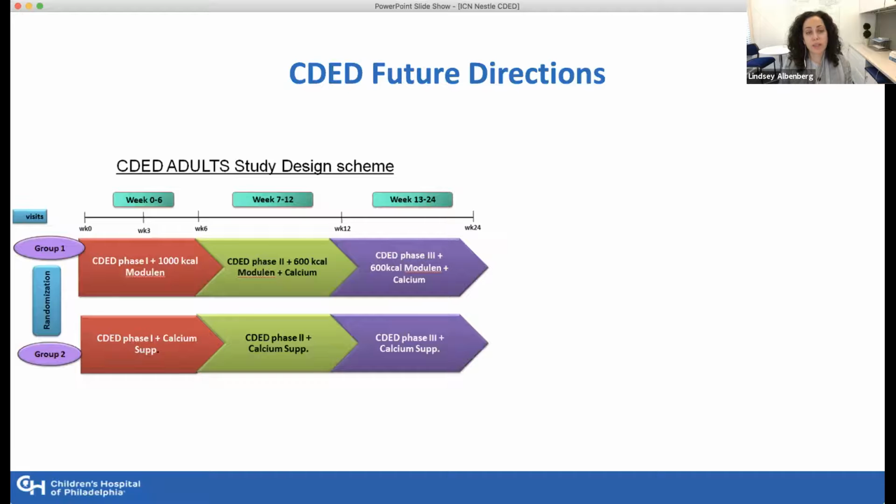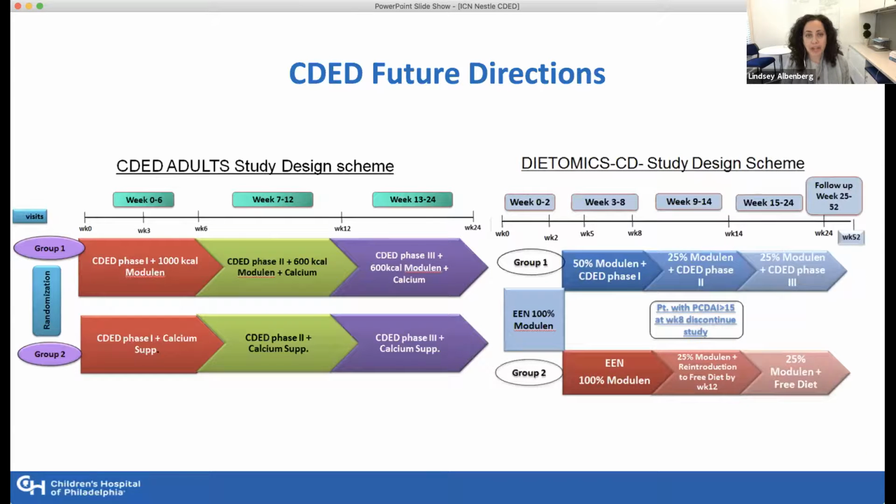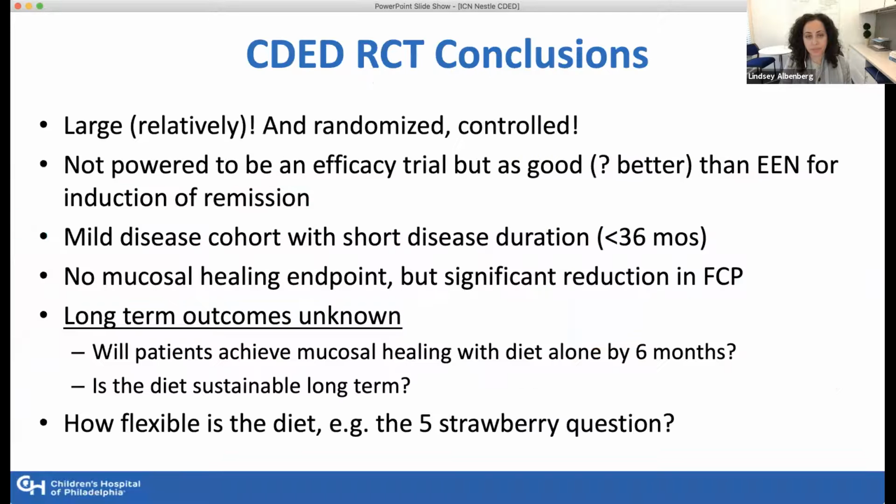And so in terms of what's to come, there's an adult CDED trial that is complete and has been presented at meetings, but not published, where the formula was excluded completely in one of the arms. And then there's another pediatric trial, which we are participating in, which is similar to the original study, but follows patients out to week 52 and includes a 3rd phase of the diet, which is the maintenance phase, allows even more flexibility in the diet. So I think we'll have longer term outcomes in pediatrics soon.